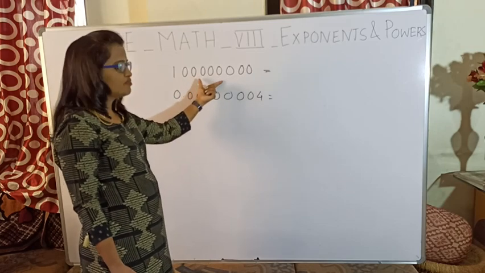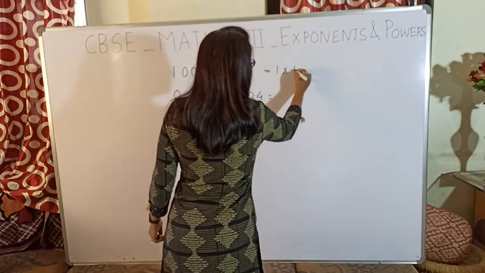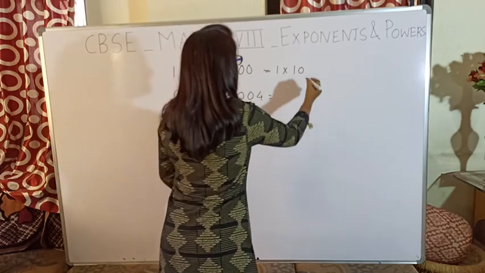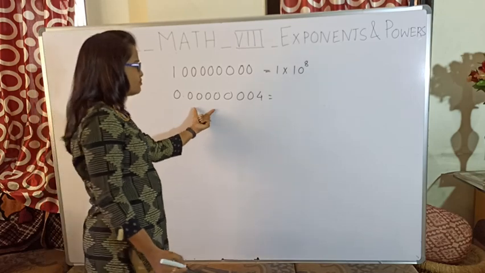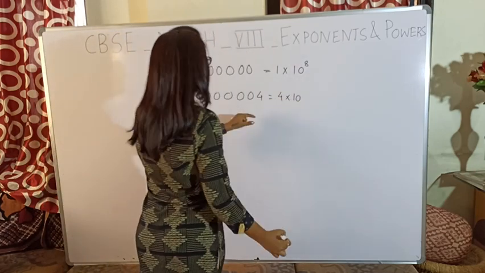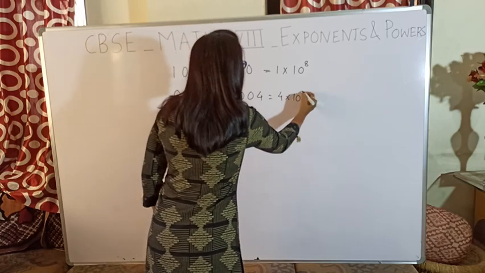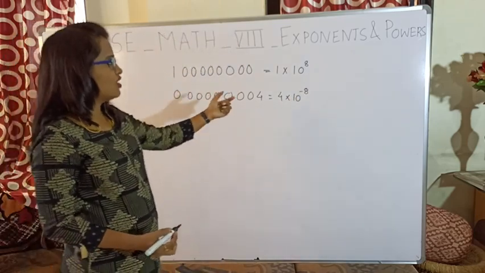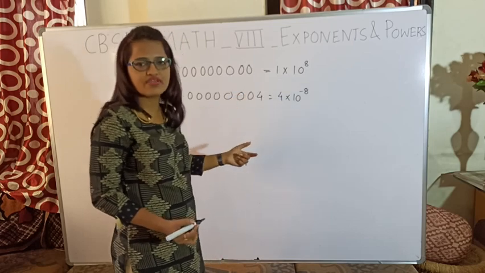So the same number, if I try to write it in an exponential form, it will be 1 into 10 raised to 8. Similarly, this number, if I try to write in an exponential form, it will be 1 into 10 raised to again 8, but here it will be minus 8. So how here it is a plus 8 and how here it is a minus 8, we will be looking at in our next section.